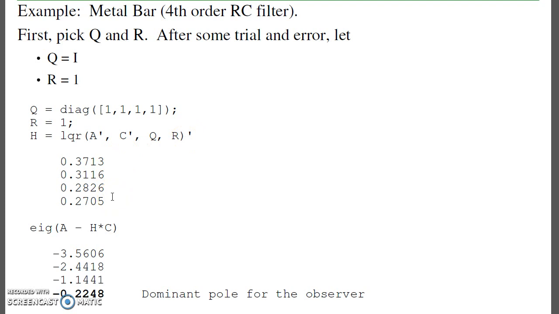If I look at the eigenvalues of my observer, A minus HC, I can see that they're all stable. This property of LQR methods, I always get a stable system. And here's my dominant pole. That says the observer will converge in about 5 seconds.